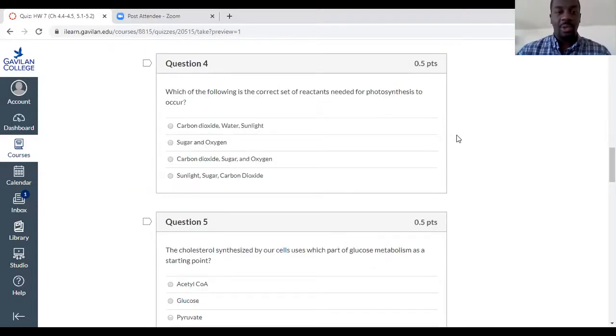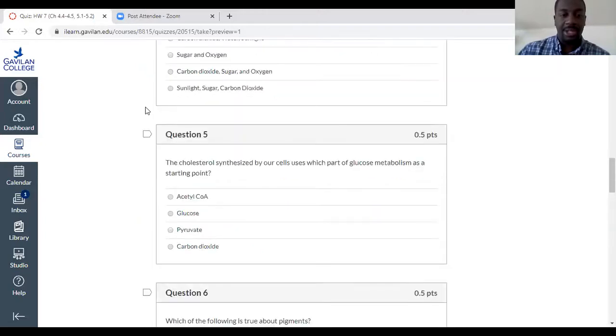Question 4. Which of the following is the correct set of reactants needed for photosynthesis to occur? A, carbon dioxide, water, and sunlight. B, sugar and oxygen. C, carbon dioxide, sugar, and oxygen. Or D, sunlight, sugar, and carbon dioxide. Yeah, so I'm seeing A's. That's perfect. Exactly. We're going to be using carbon dioxide, water, and sunlight, and that's going to help us form glucose and oxygen through photosynthesis. Perfect.